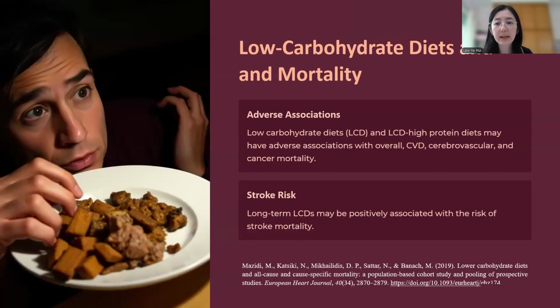Well, on low carb diets, another study also shows that especially one high in protein could have negative effects on overall mortality. So do not reduce your carb intake extremely and then get all the high protein and high fat, that is very dangerous.